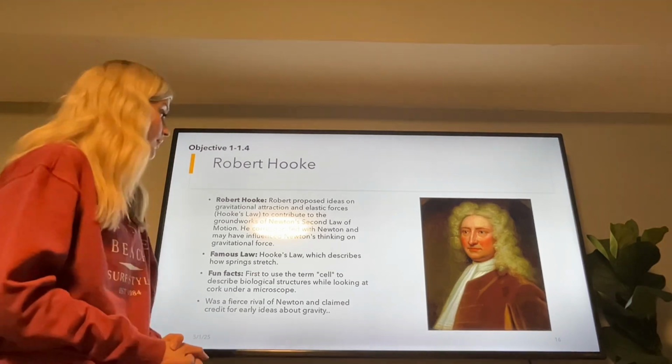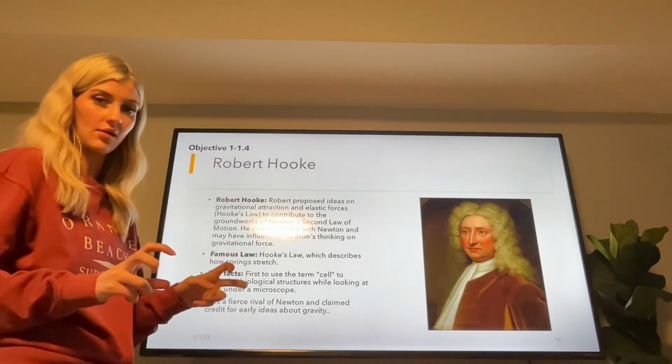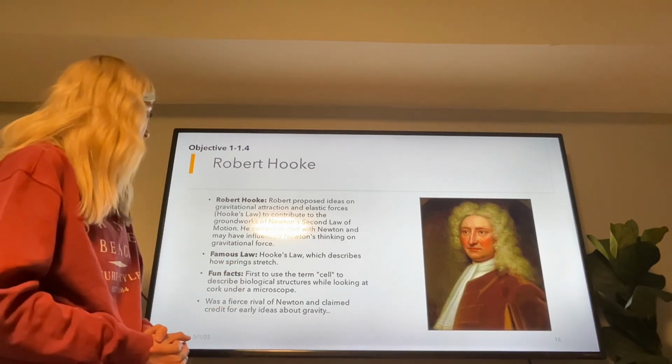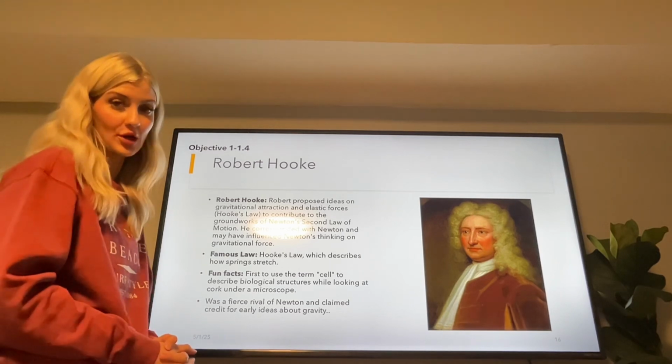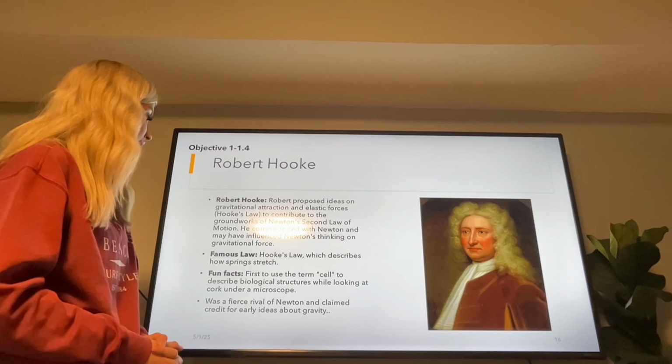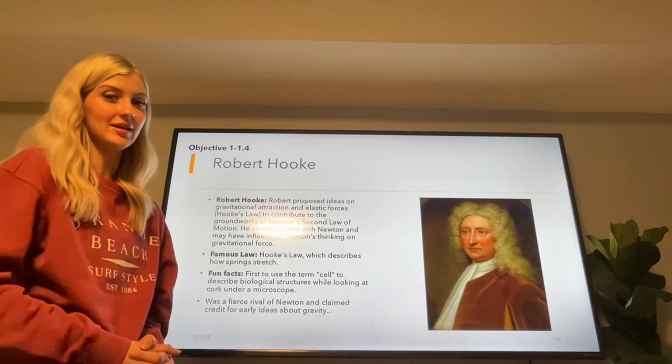Fun facts. First, he used the term cell to describe biological structures while looking at cork under a microscope. Was a fierce rival of Newton and claimed credit for early ideas about gravity.